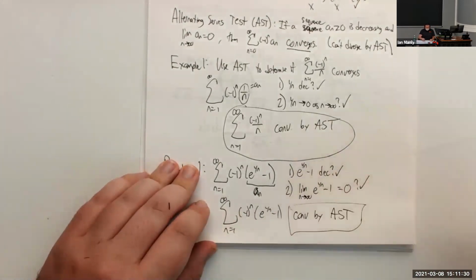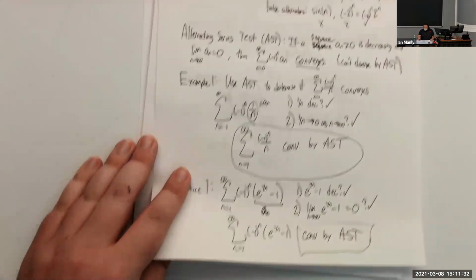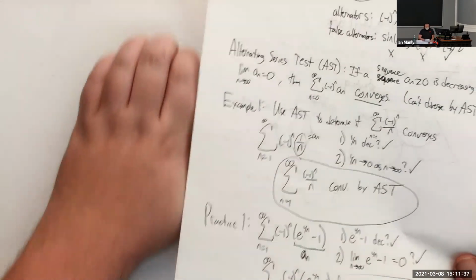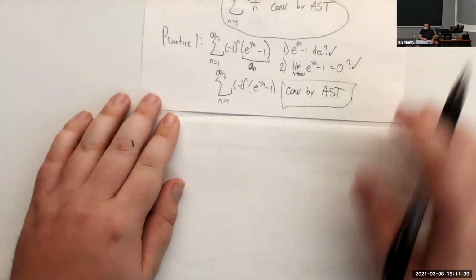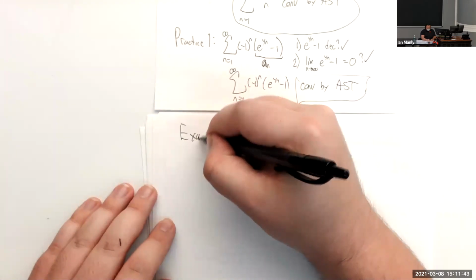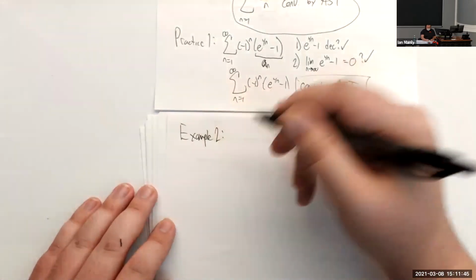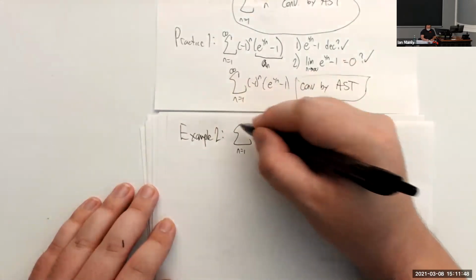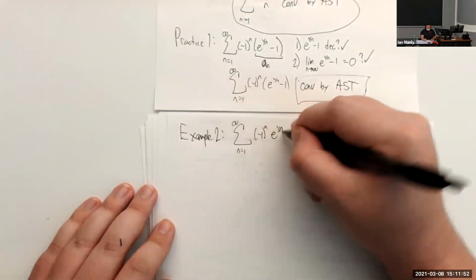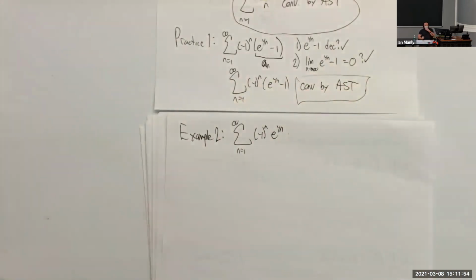All right, wonderful. Now I want to do a very similar example, but it's going to turn out a bit differently. So this time, I want to take a look at the same series, only we're missing that negative 1 there. So we're just going to remove that part.